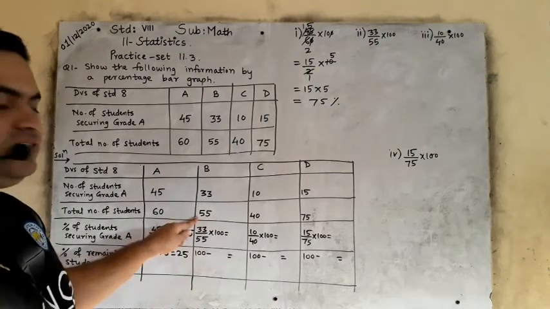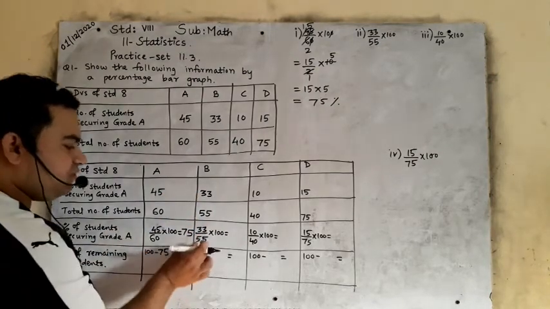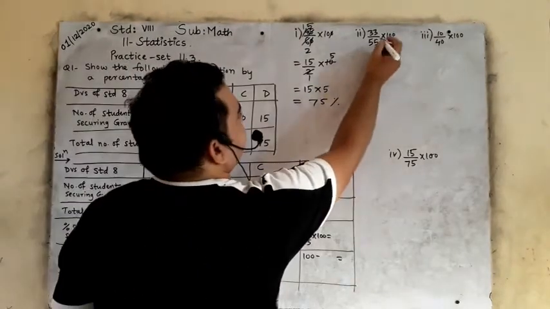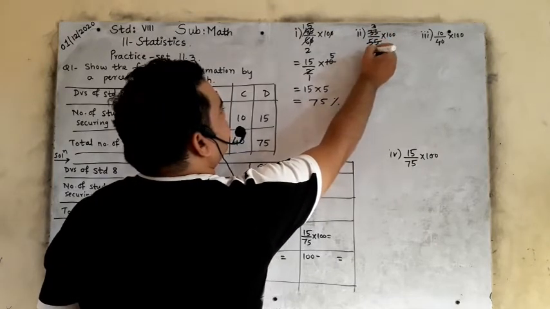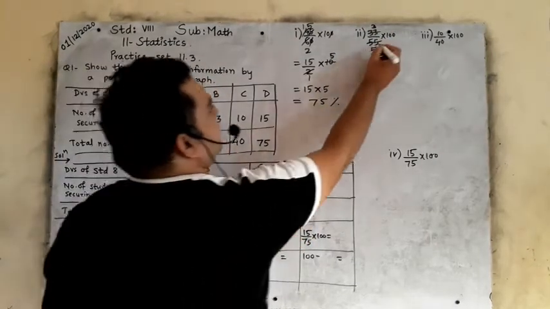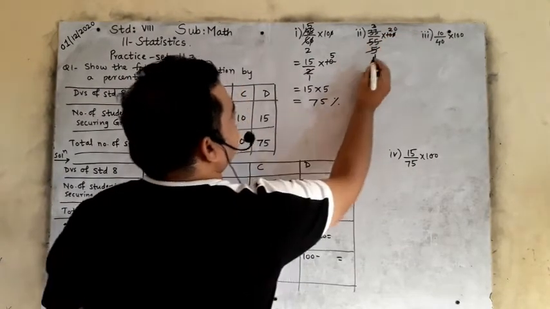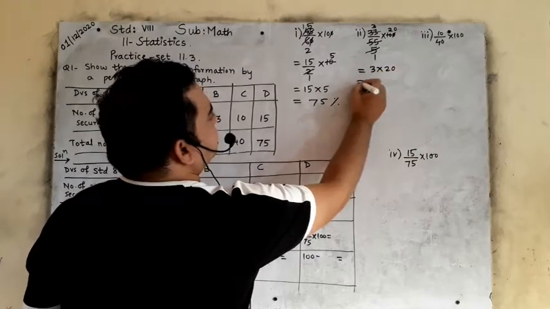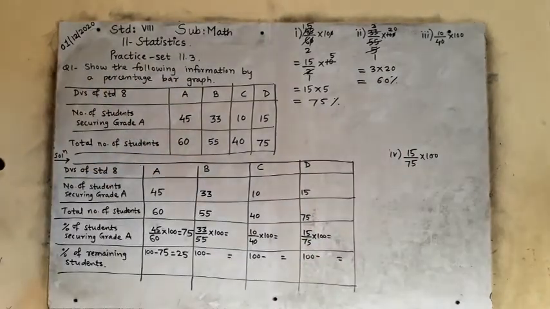See, total number of students is 55 and 33 have secured the A grade. So 33 upon 55 multiplied by 100. So you will solve here. See, I will solve this. 11 3s are 33, 11 5s are 55. Then I will use this: 5 1s are 5, 5 2s are 10, 5 0s are 0. Then what remains? 3 multiplied by 20. 3 0s are 0, 3 2s are 6. How much percentage? 60 percent.